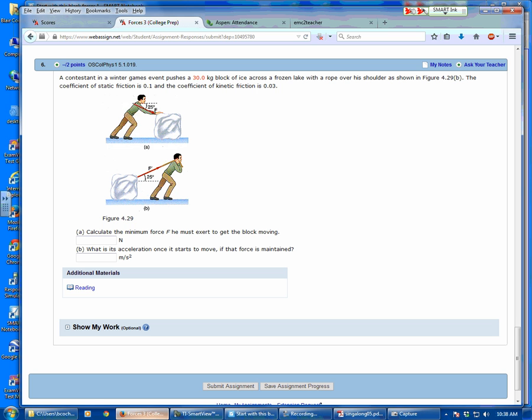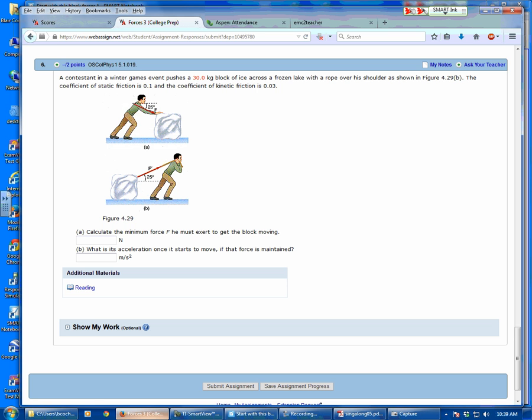And the difference between the scenario for part A and the scenario for part B is that in A, it hasn't started moving yet. So the type of friction we have is static friction because the two things aren't moving relative to each other. And in scenario B, it's just started moving, so you have that kinetic friction rather than that static friction. And as you hopefully notice, the coefficient of static friction is a lot higher than the coefficient of kinetic friction. So it's going to have a larger frictional force before it moves than after it moves.